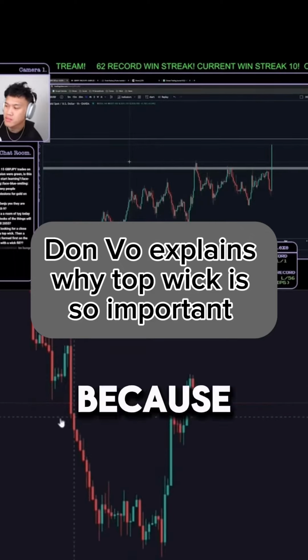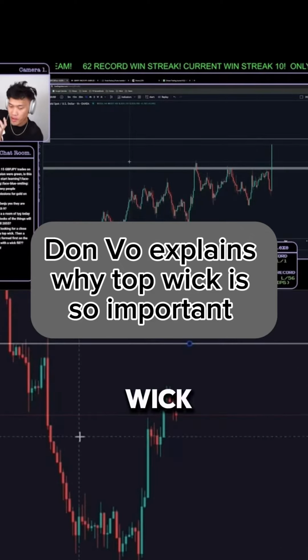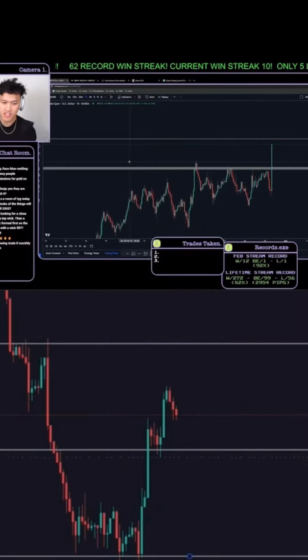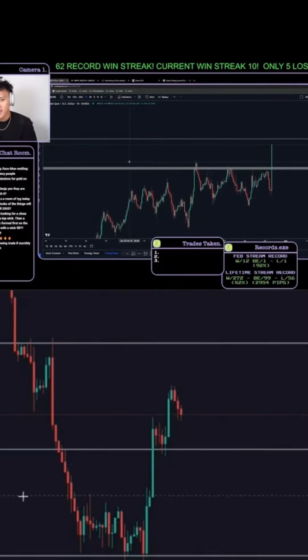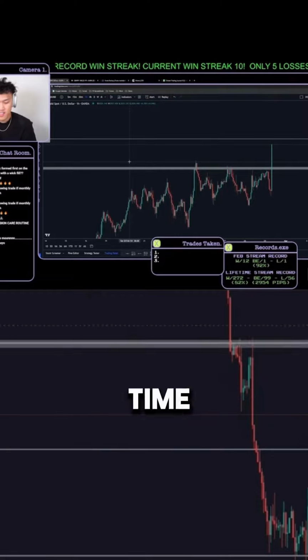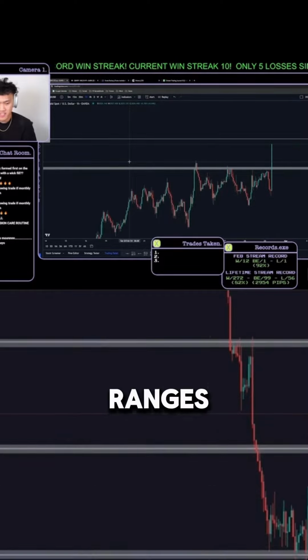Why is the top wick so important? Because a wick, in general, means a range, right? So when you look at higher time frames and you have wicks, when you drop to a smaller time frame, you're gonna realize that those wicks are ranges. Go do it right now.